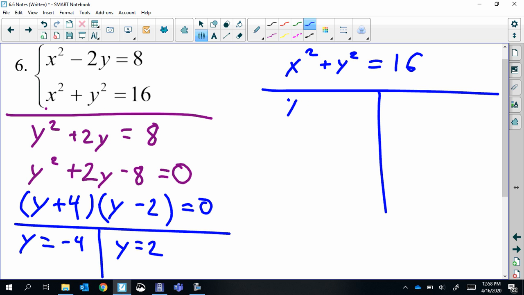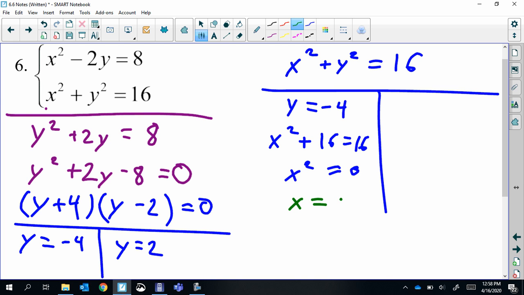So when y equals -4, that goes to x squared plus -4 squared is 16 equals 16. Subtract, you get 0 equals x squared, which means square root, and you get x equals 0. So our ordered pair, x is 0, y is -4.